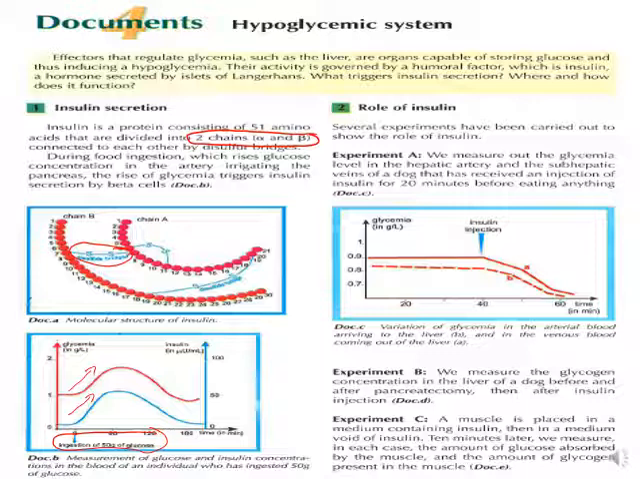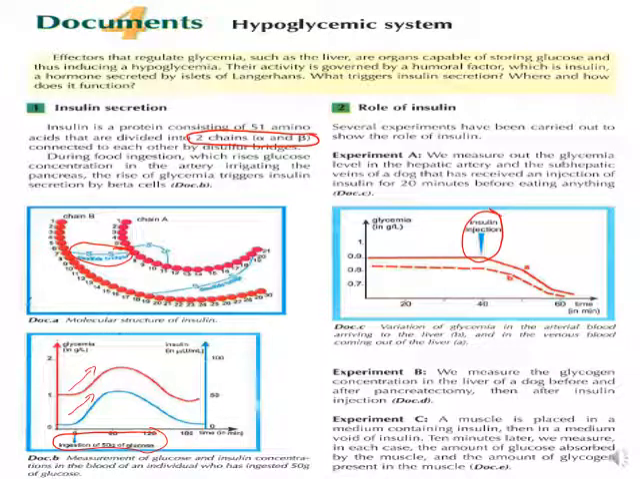Role of insulin. Several experiments have been carried out to show the role of insulin. Experiment A, we measure the glycemia level in the hepatic artery and the subhepatic veins of a dog that has received an injection of insulin 20 minutes before eating anything. So the dog didn't ingest any food before and after the injection. So here, as you see, this is the insulin injection.